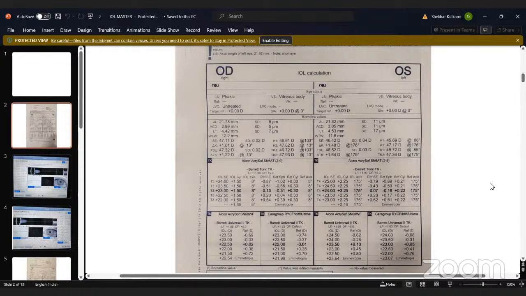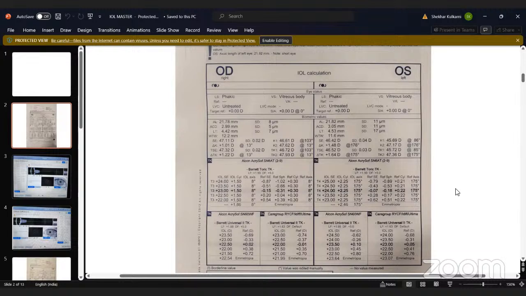And refraction is optional. We can put it or leave it. LVC is laser vision correction, which we can select as LASIK, PRK or trans PRK accordingly. There are multiple modes present. If it is untreated, we can select untreated. These are the target refraction and surgically induced astigmatism. SIA is surgically induced astigmatism.